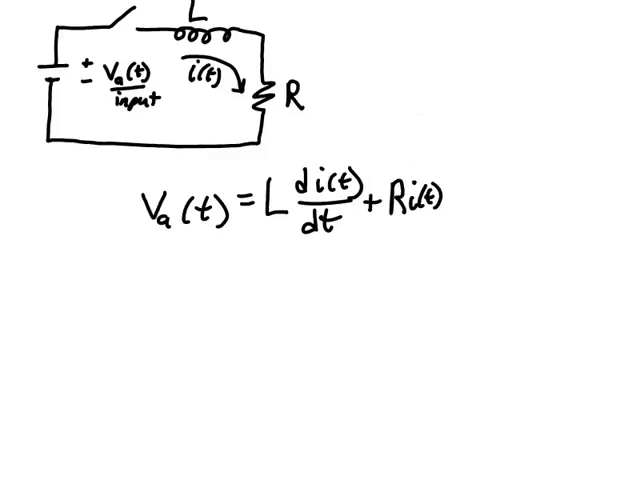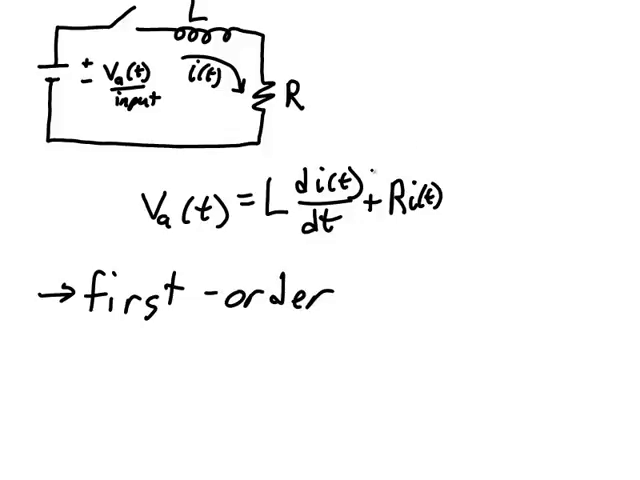Since I've already applied the current law in my assumption, we're done here. We have an equation that relates the input signal, the V applied, to the output signal, the current in the loop. What can we tell about this system from this equation? The first thing we can tell is that this system is a first-order system.